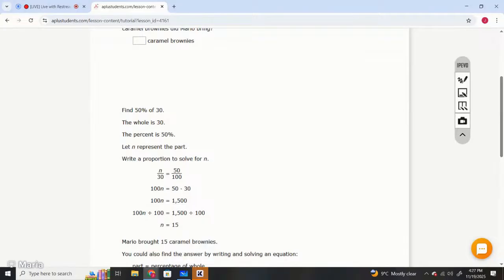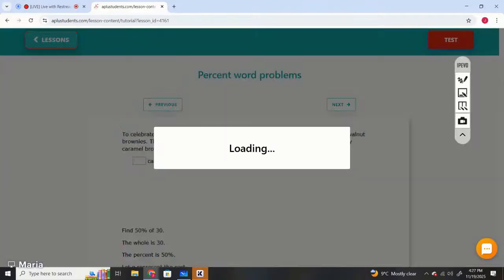So we need to form a proportion, that is n divided by 30, n is the part of 30, we're going to find how much part. 50%. So that is n divided by 30 equals 50 over 100. So that is n equals 15. Let's just start with the test questions.